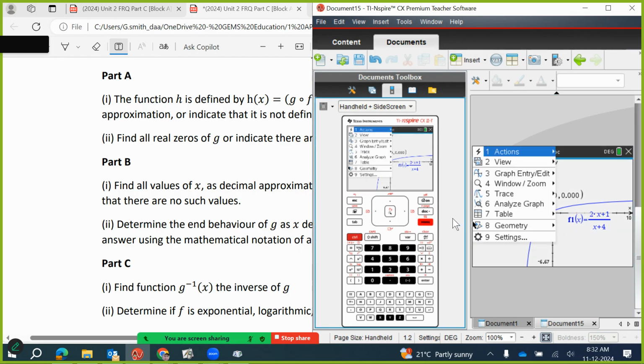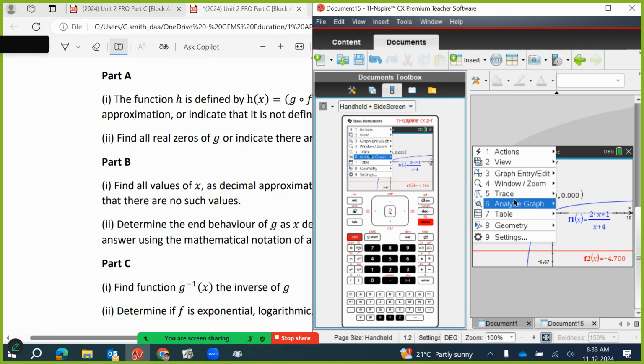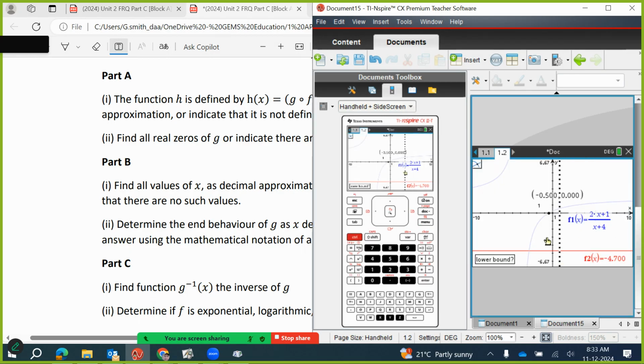Escape. We'll start by pressing tab. I'd recommend putting in minus 4.7 as a function. Y equals minus 4.7. That looks more like it. And then just find the intersection of the two graphs. We find the intersection between here and here, and we get our answer there.